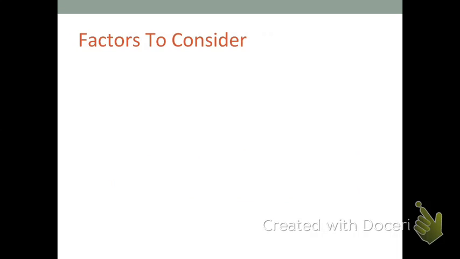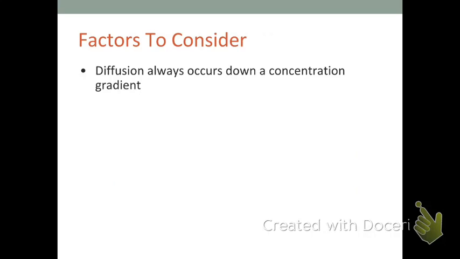Let's first talk about diffusion. When we talk about diffusion, we always say it moves down the concentration gradient. That's an important term there: down a concentration gradient. Think of it like a hill.